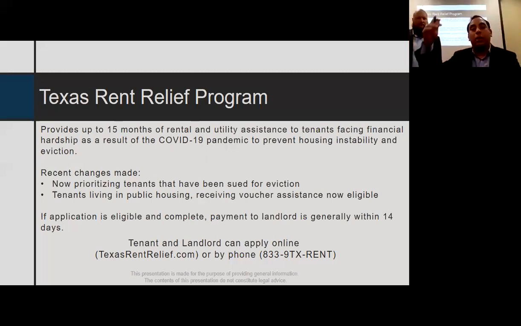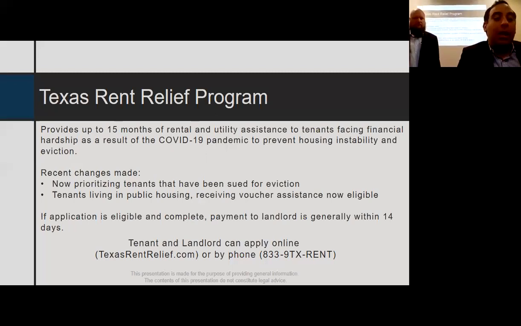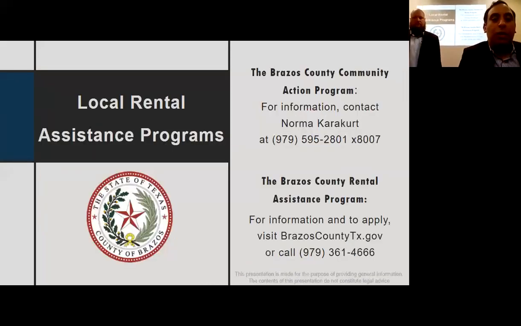And actually, the criteria to qualify have been lowered. It used to be you had to meet a certain income, 50% income or less of the median of the county in which you live, some complicated formula. They made it much easier now. And tenants are able to apply as well.